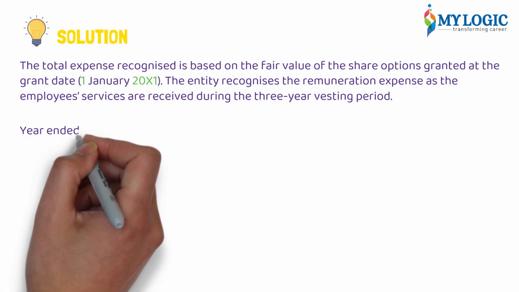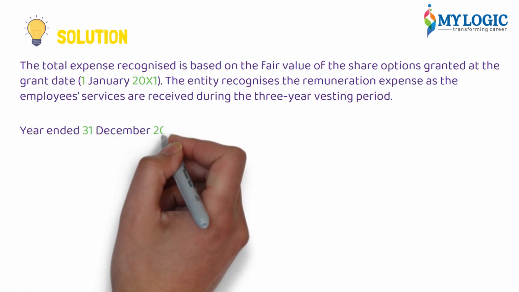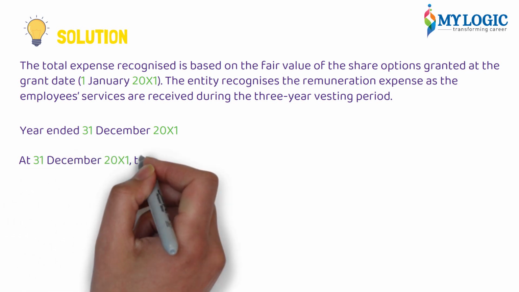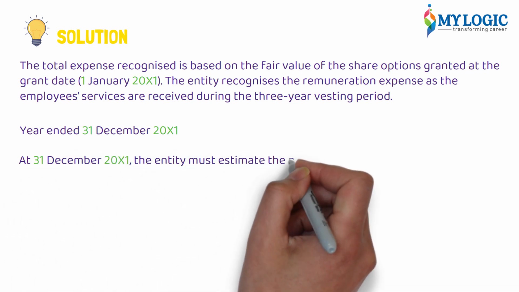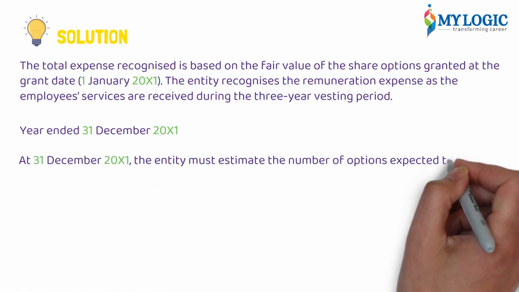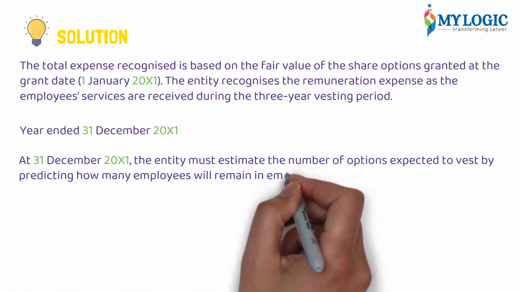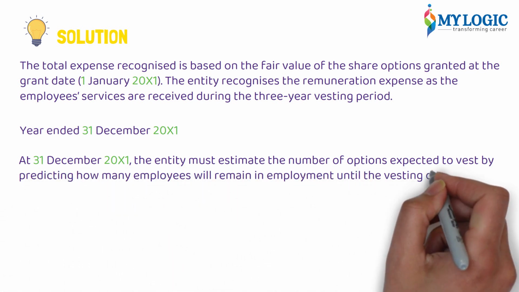Year ended 31st December 2011. At 31st December 2011, the entity must estimate the number of options expected to vest by predicting how many employees will remain in employment until the vesting date.